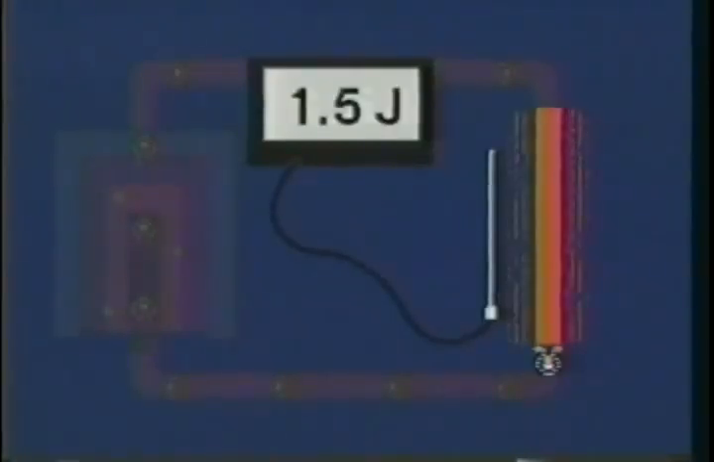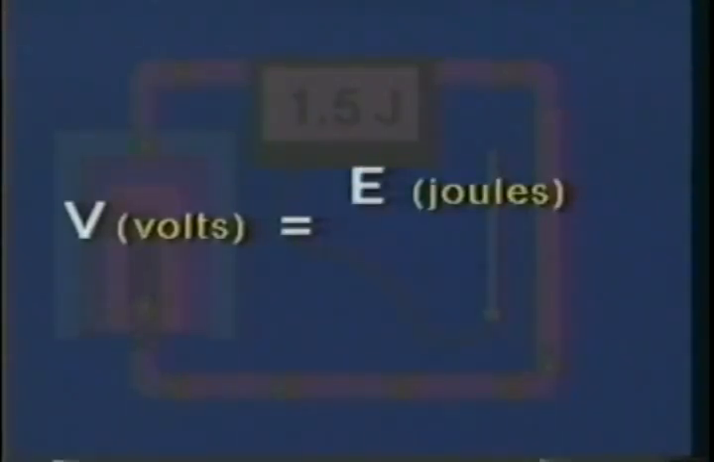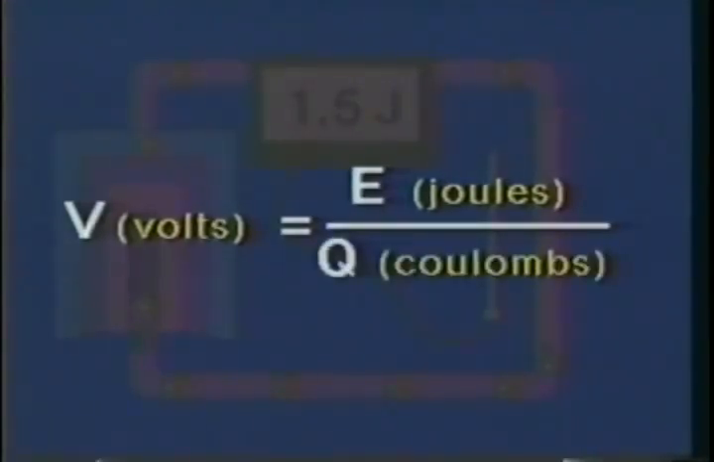This means that as 1 coulomb of charge flows from one end of the element to the other, it gives up 1.5 joules of energy. The potential difference between the 2 points is simply the number of joules transformed as the charge flows from one point to another, divided by the number of coulombs of charge involved.